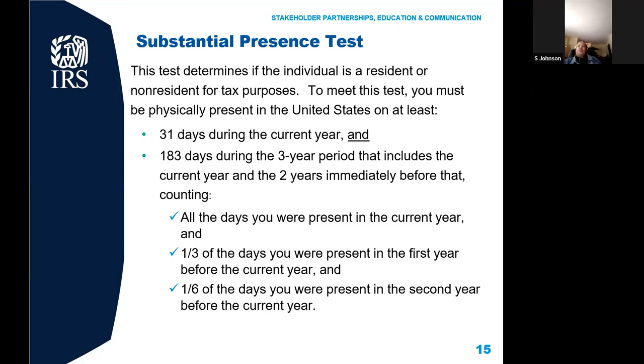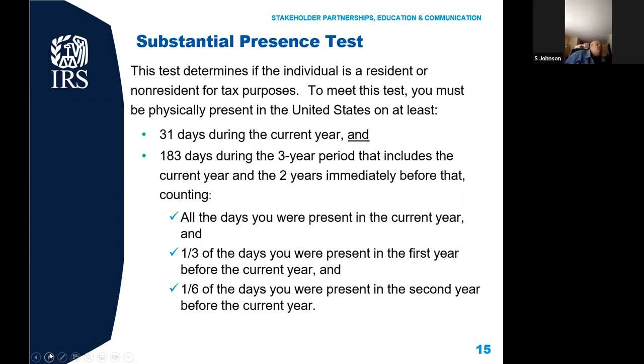All the days you were present in the current year, 1/3 of the days you were present in the first year before the current year, and 1/6 of the days you were present in the second year before the current year. So we're looking at what's called a 3-year look back period. I believe in keeping it simple.